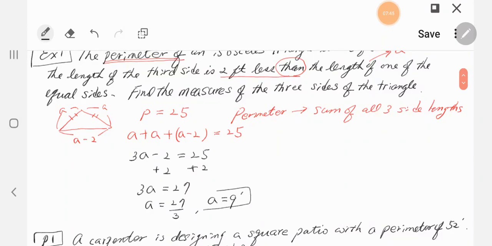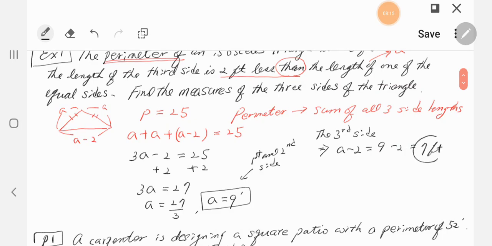So A is 9 feet. So the three sides are what? 9 feet, this is the first and the second side, right. Then the length of the third side is A minus 2. So A is 9, minus 2, which is 7. So 7 feet is the third side, and 9 feet is the length of the first side and the second side.